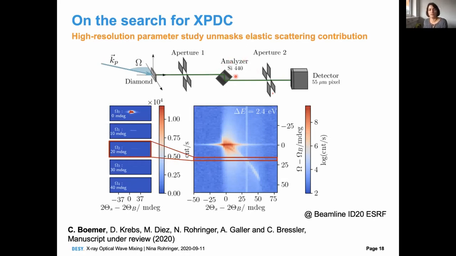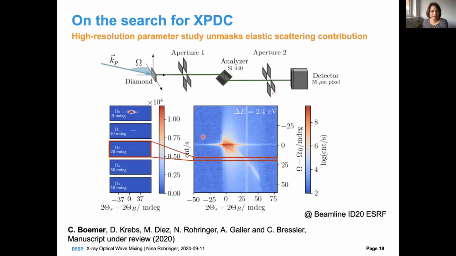in this example by a silicon 440 crystal. And the detector is a pixel detector, so that one really can get a full image of the scattering plane. A single scattering picture of the detector looks like that. And then one changes the angle of the diamond's surface, and one sees that the picture of this detector image changes.